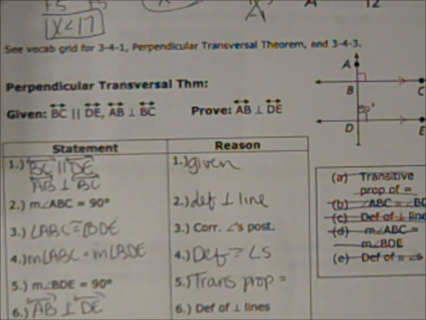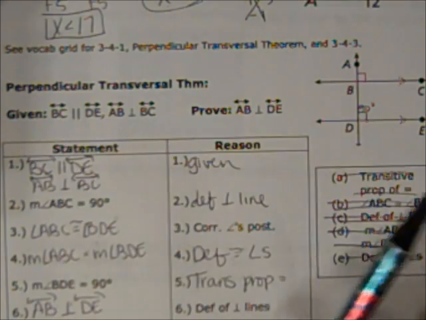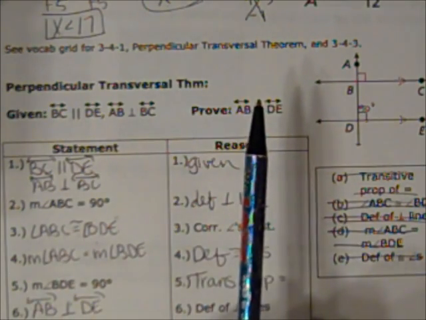We saw this with supplementary in the last chapter. If angles are supplementary, they add up to 180. If angles add up to 180, they're supplementary. Good definitions go forward and backward. Okay, perpendicular transversal theorem is super important. It's the most important one out of this chapter.